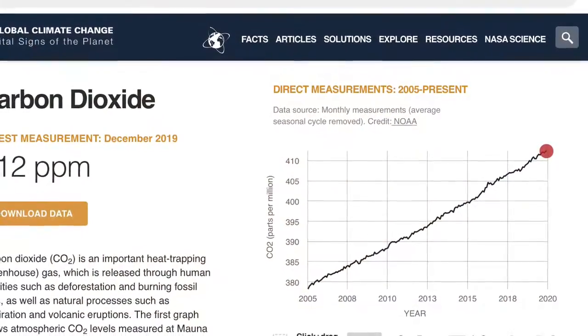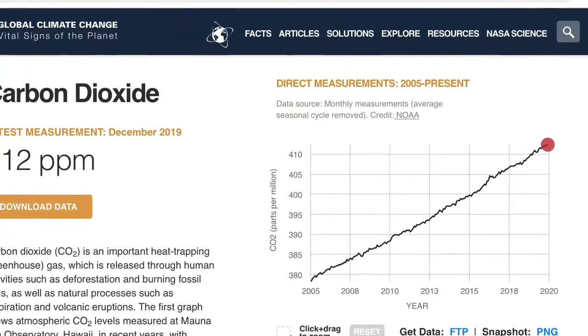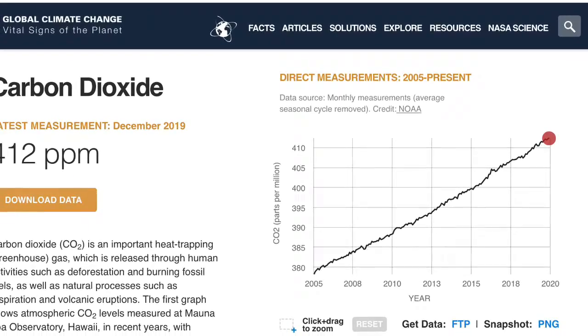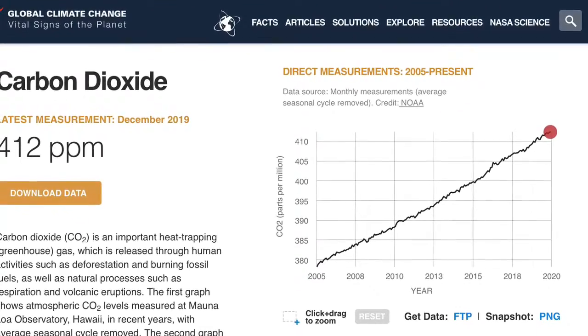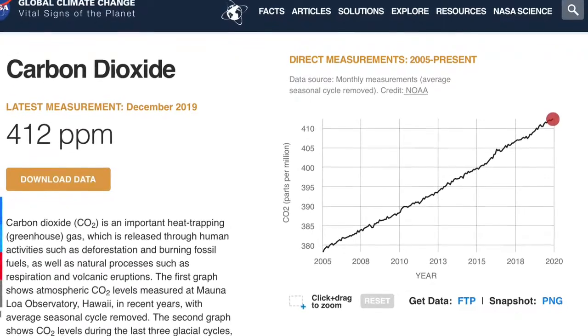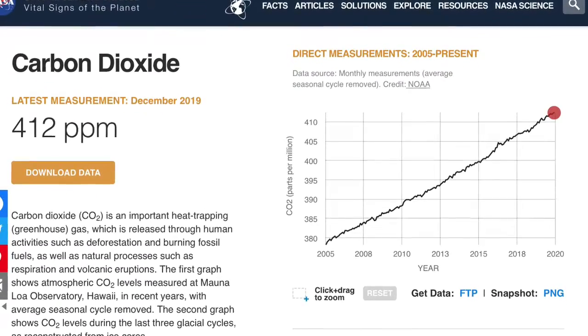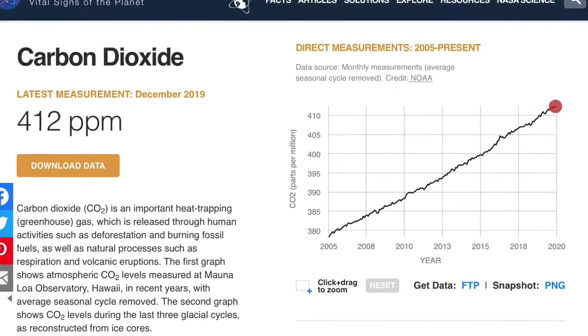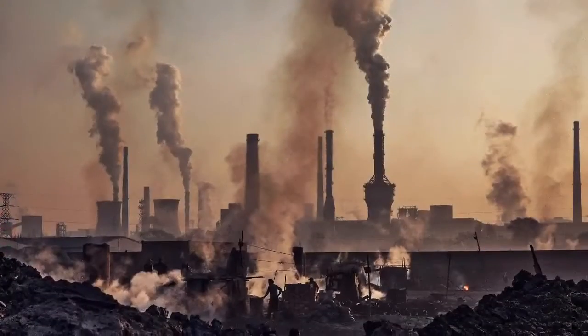The NOAA has been measuring the amount of CO2 in the atmosphere every month. As you can see, since 2005, the amount of CO2 has increased by over 30 CO2 parts per million. This is happening because of human production of CO2 gases, including factory emissions.